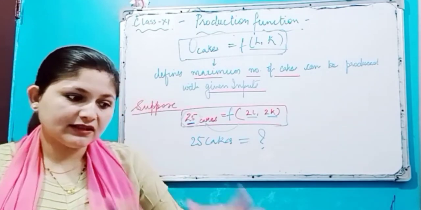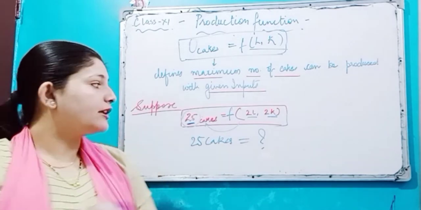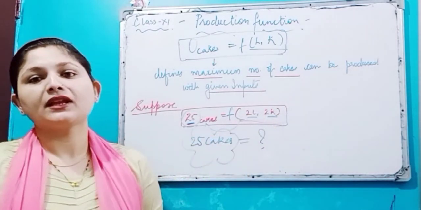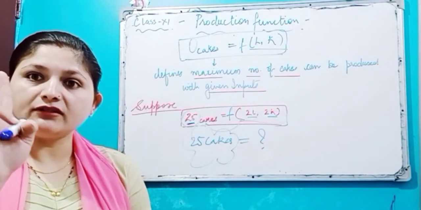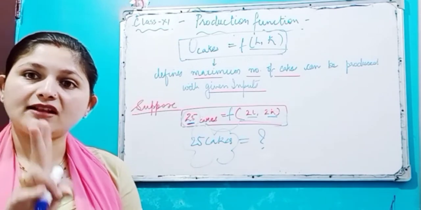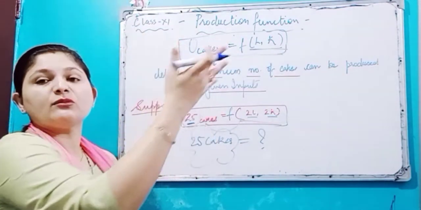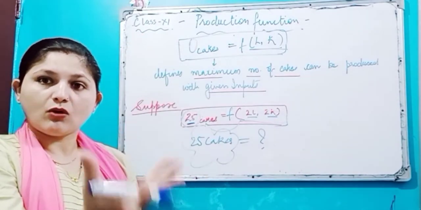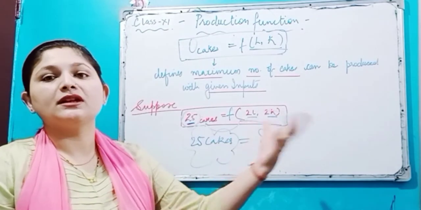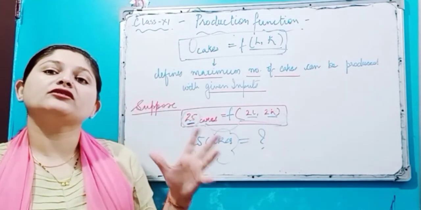अगर उनके पास इतना input है तो maximum कितना output हो सकता है, और if this is the output required, what should be the minimum input. These are the two important features about production function. So what does this production function tell us? Given input can produce maximum how much output, or if this is the desired output, what should be the minimum input. These two are the important functions of production function.